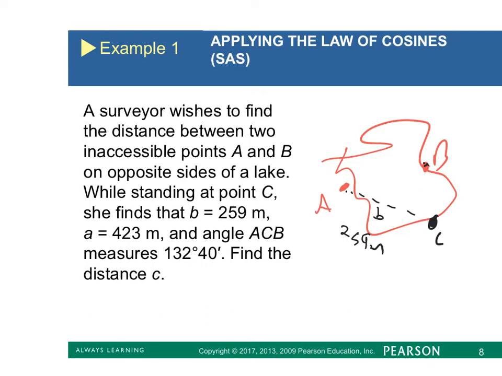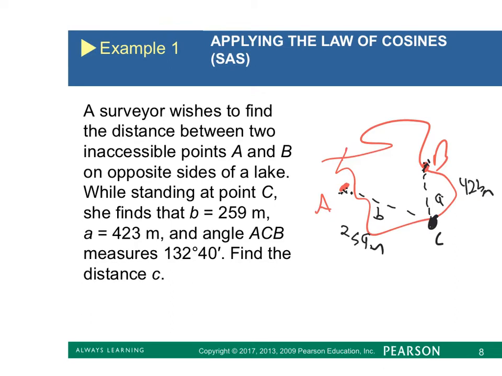And probably the lake didn't look like that. I mean, technically, if she could walk that far around the lake and put a measuring tape, she could probably walk around the lake, but you get the point here. Side A, which would have been opposite of angle A, so this side here, she measures herself to that point, and she finds that was 423 meters.